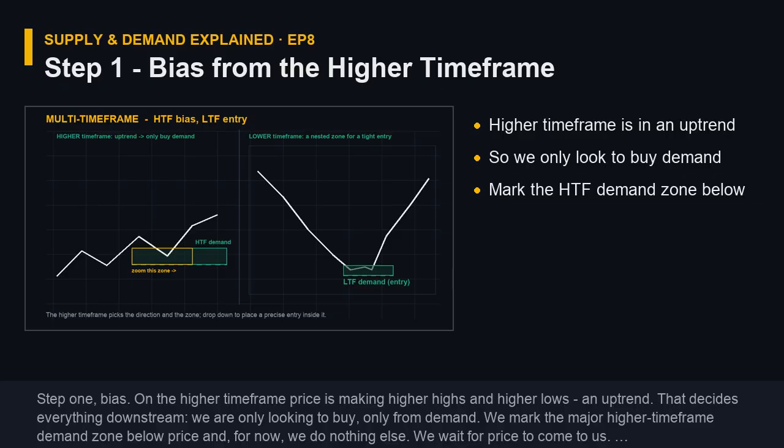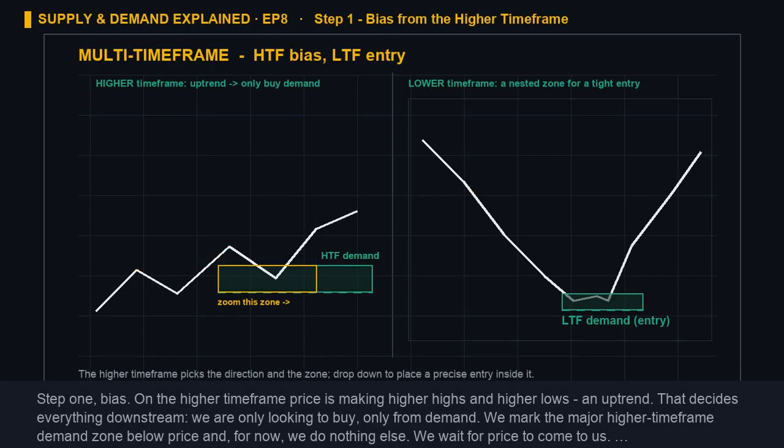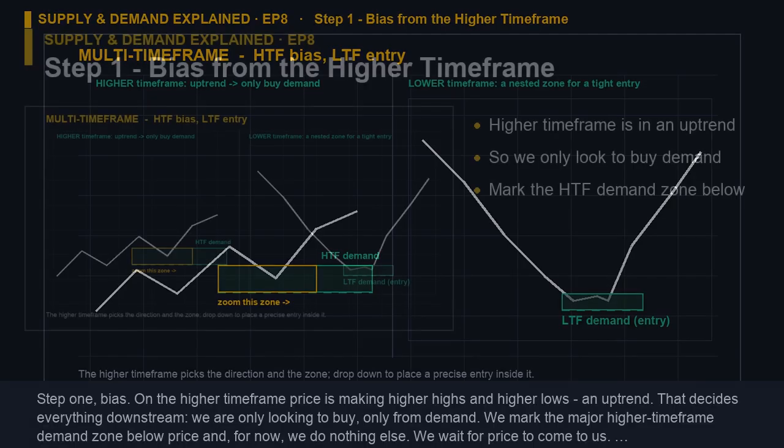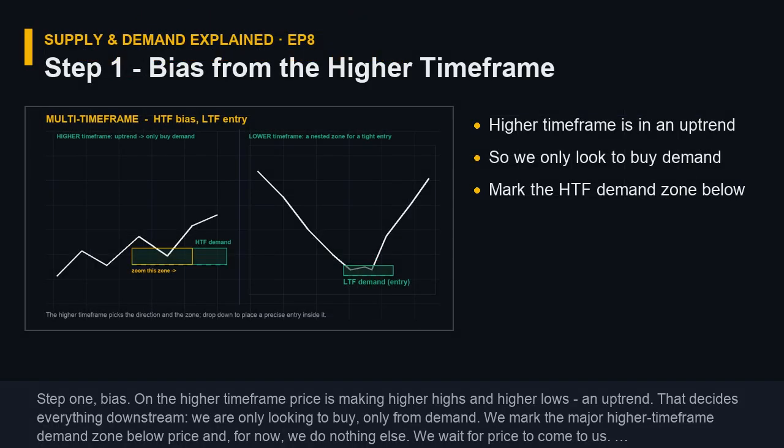Bias. On the higher time frame, price is making higher highs and higher lows, an uptrend. That decides everything downstream. We are only looking to buy, only from demand. We mark the major higher time frame demand zone below price, and, for now, we do nothing else. We wait for price to come to us. Direction first, always. Step 2.